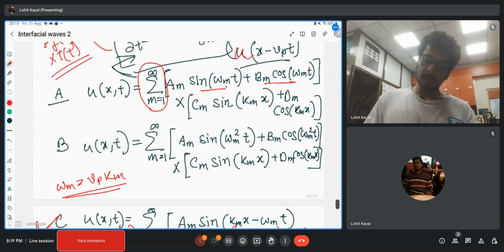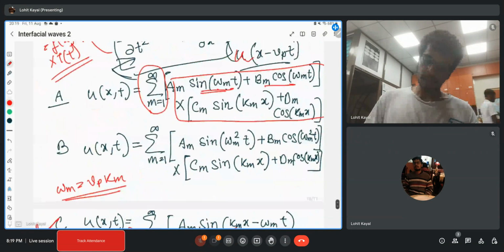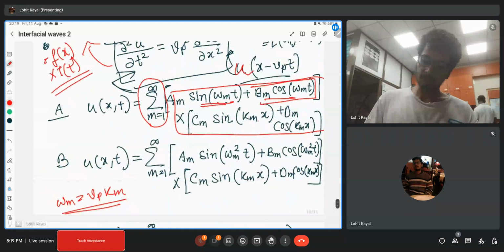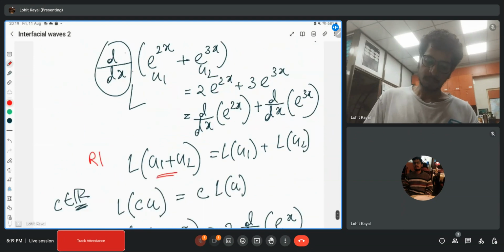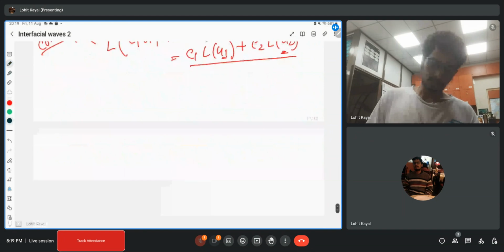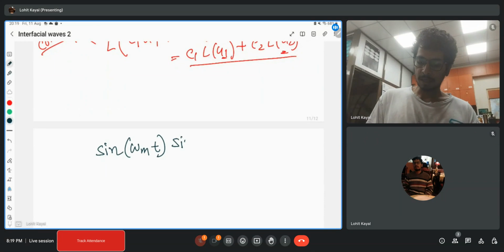Now here you have some combination of sine omega. So let us discuss this. Suppose you have a combination like sine omega m t multiplied with sine km x and cosine of km x. For a moment, forget about the rest and concentrate on sine omega m t multiplied with c_m sine km x plus d_m cos km x. So the combinations will look something like this.